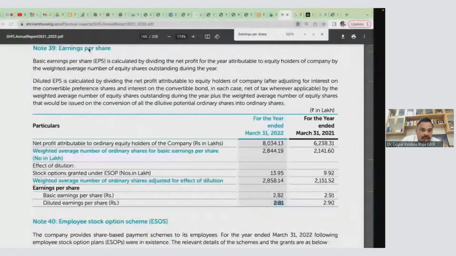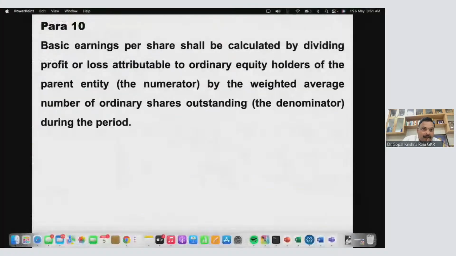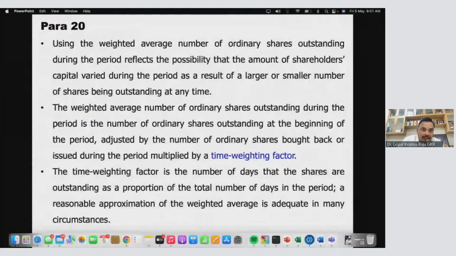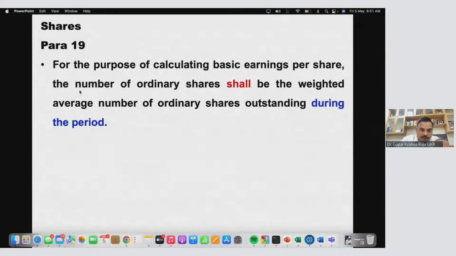I'll take you to this para number 19. Look at 19. For the purpose of calculating basic earnings per share, number of ordinary shares shall be, because sometimes what will happen, your opening number of equity shares and closing number of equity shares are both the same. Very good. Now, opening shares is 20,000, closing is 25,000. That means 5,000 you issued during the year. So then, will it take 20 or 25?